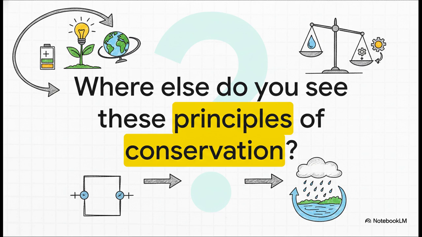And that kind of leaves us with a final thought, doesn't it? Kirchhoff's laws are amazing for electronics, for sure, but they're really just expressions of a much bigger idea, conservation. The idea that nothing is ever truly created or destroyed, it's just moved around and accounted for. So think about it. Where else in your daily life do you see that fundamental principle of balance at play?